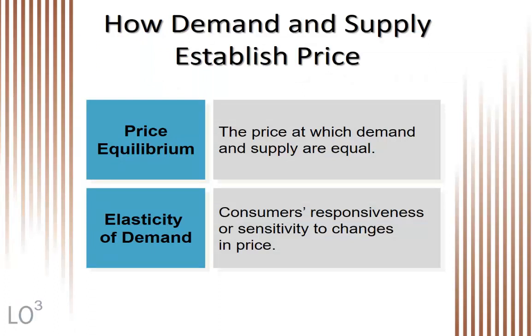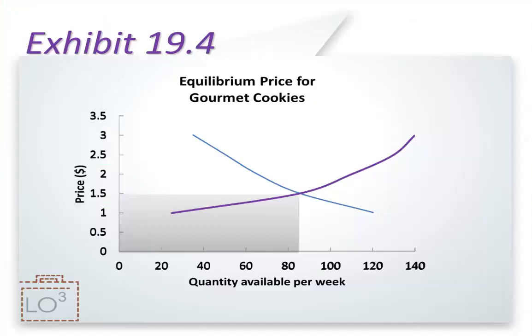First is a price equilibrium, the price at which demand and supply are equal. And in that case, elasticity of demand plays in: consumers' responsiveness or sensitivity to change in price. The first example, price equilibrium, is shown in Exhibit 19.4. A price below equilibrium results in a shortage because the demand is greater than the available supply. A shortage puts upward pressure on price. At a price above equilibrium, the demand is less than the available supply and a surplus is created. The surplus lowers the price.